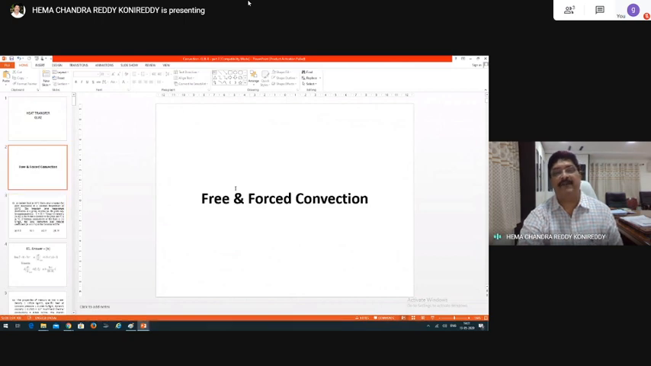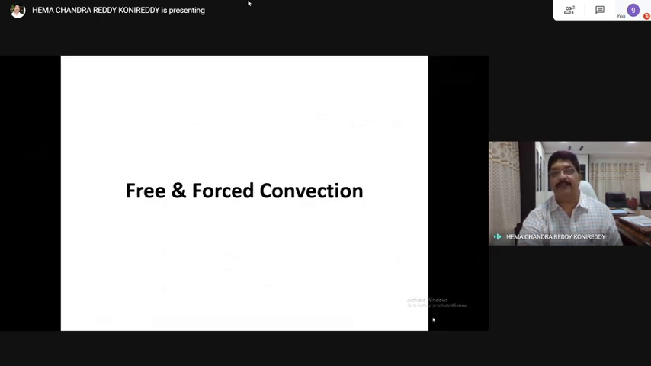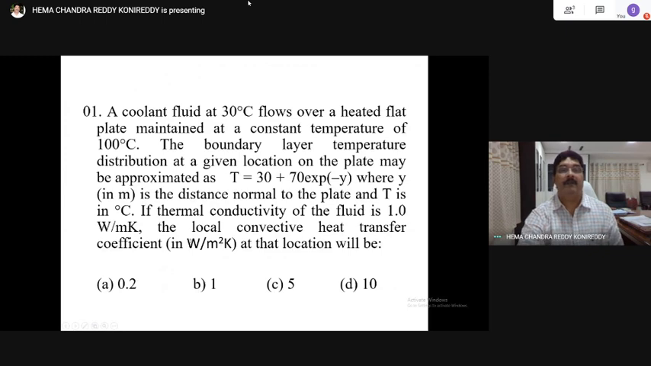Both on free and forced convection, let me take you through. A coolant fluid at 30 degrees centigrade flows over a heated flat plate maintained at a constant temperature of 100 degrees centigrade. The plate is maintained at 100 degrees centigrade, the fluid is moving at 30 degrees centigrade. T infinity is 30, plate temperature is 100 degrees centigrade.